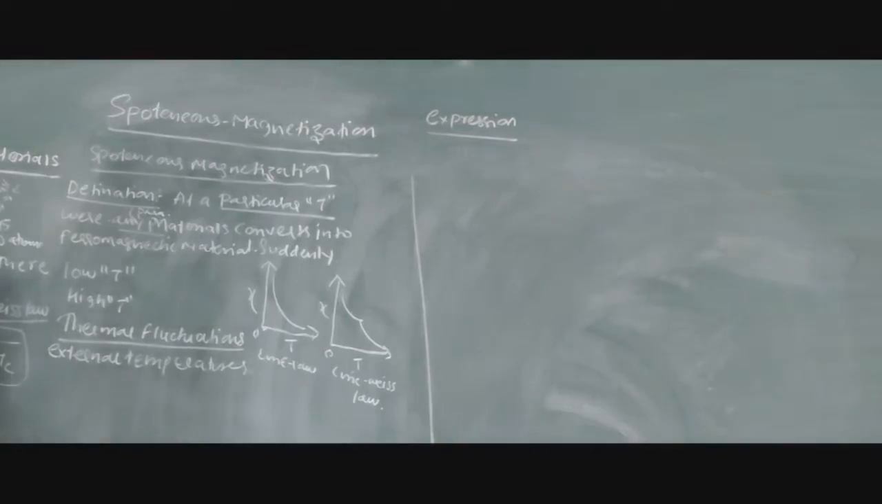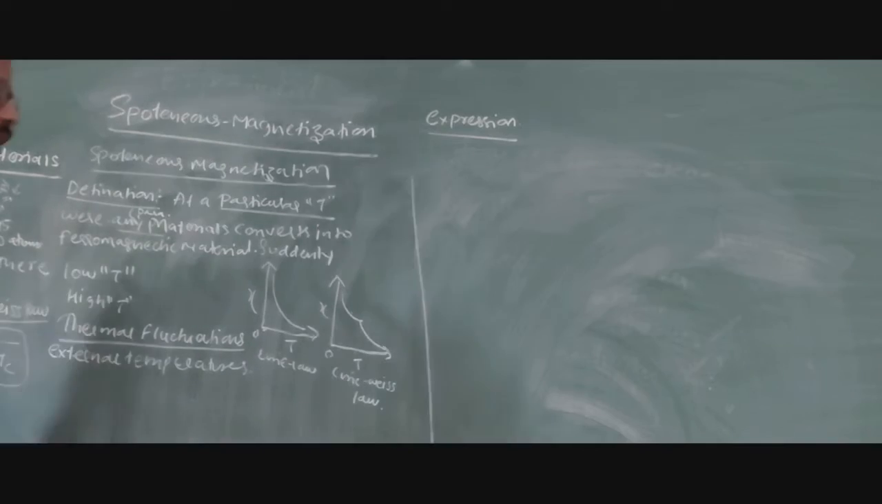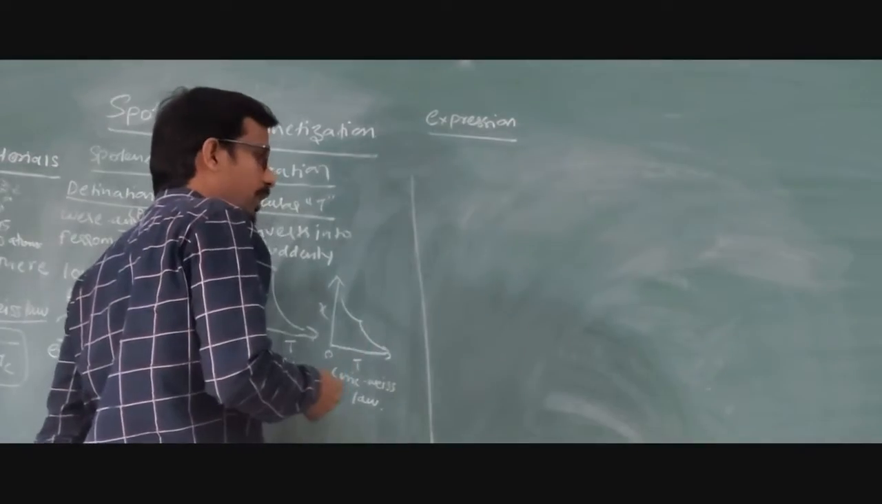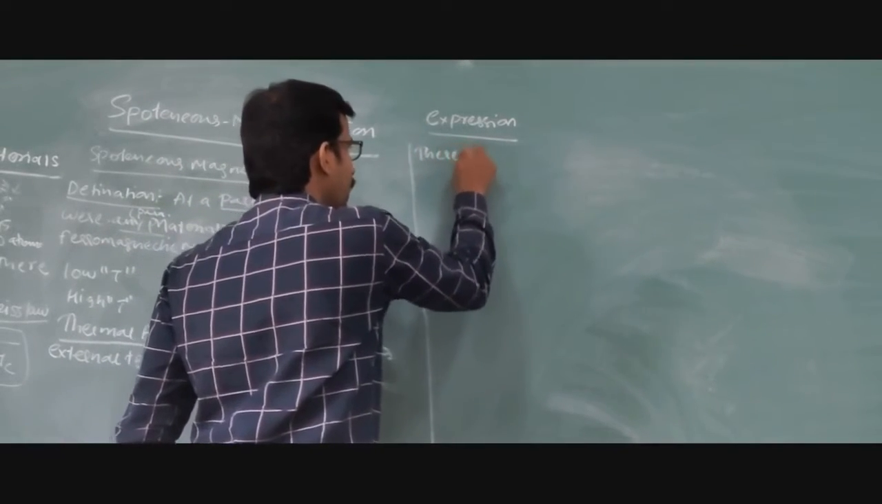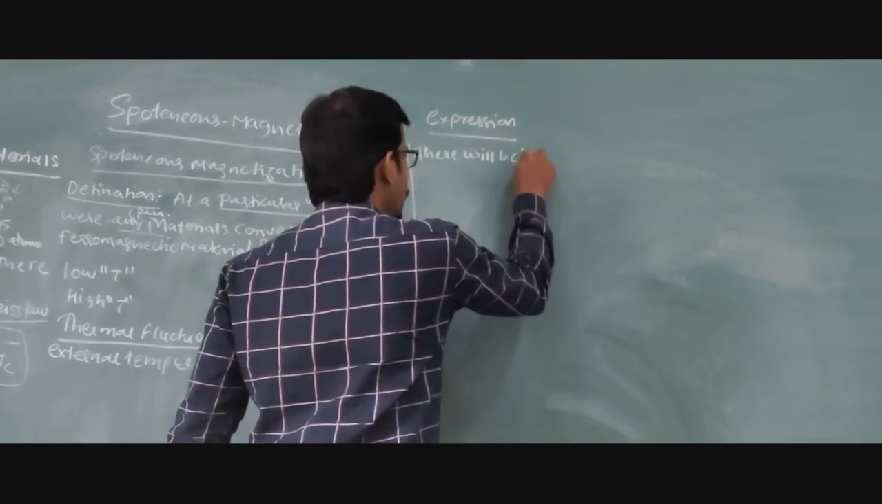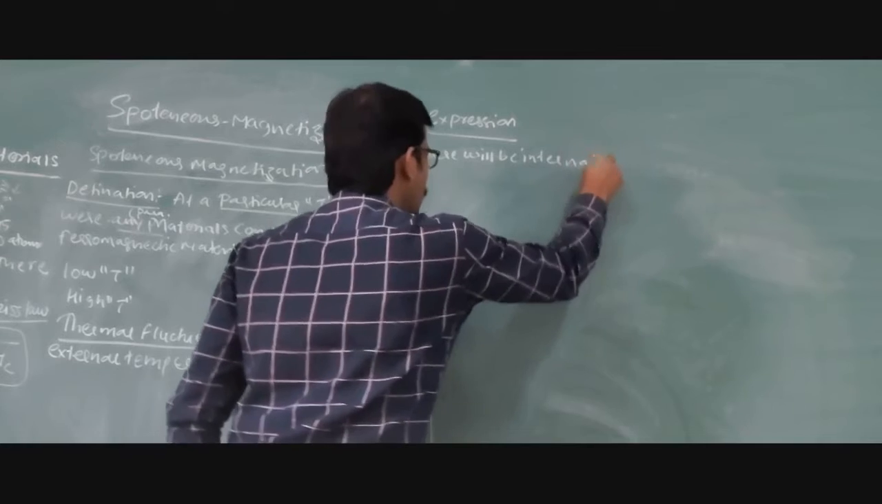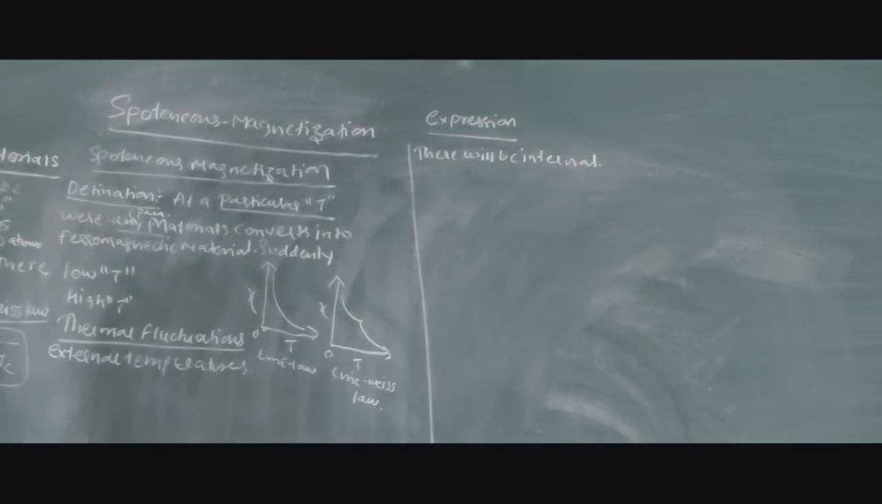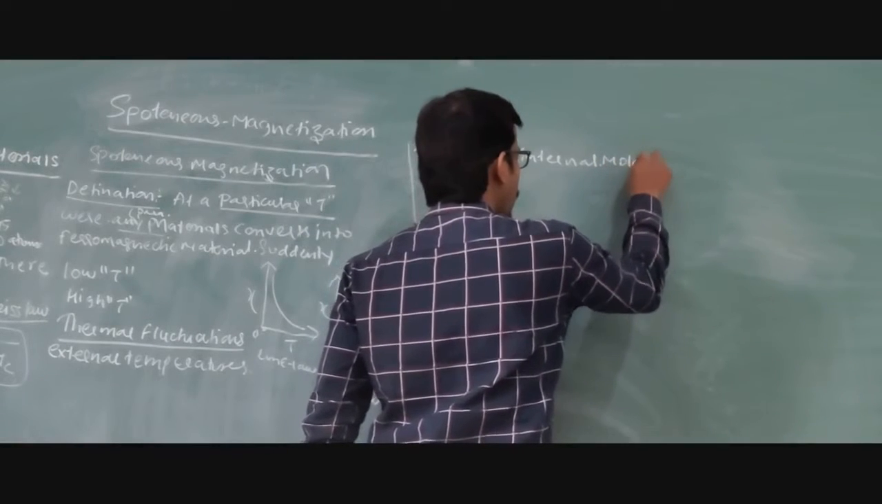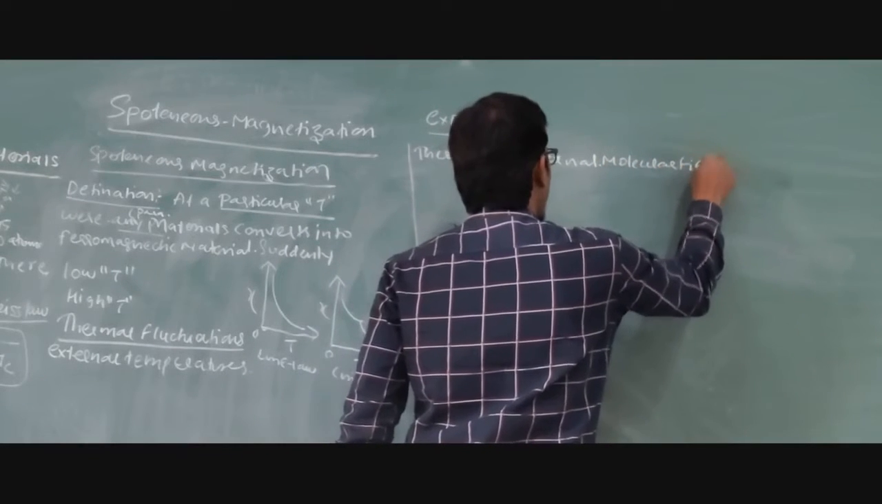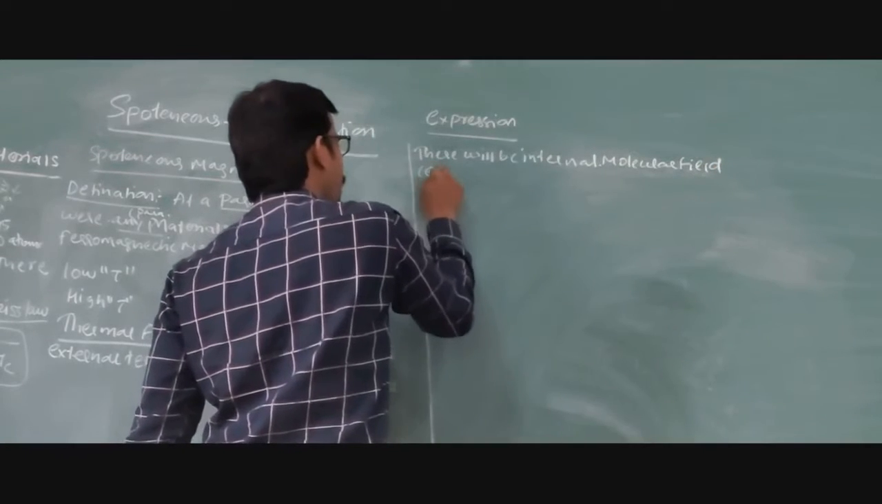Here we should know a very important thing in spontaneous magnetization. In order to explain the spontaneous magnetization, we assume that there is an internal molecular field. What is internal? Internal is nothing but what is present inside. Understood? So that's why it is called the internal molecular field, or molecular field. You can also call it an exchange field.